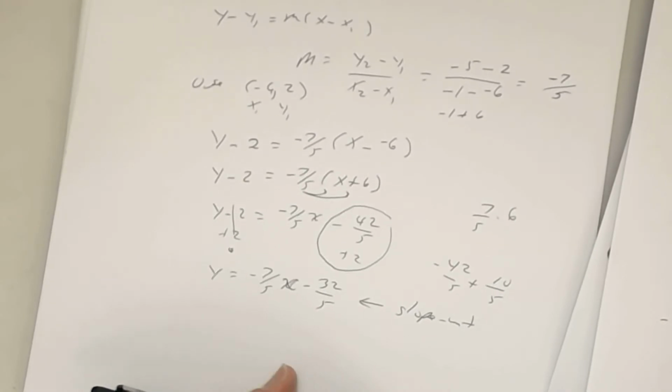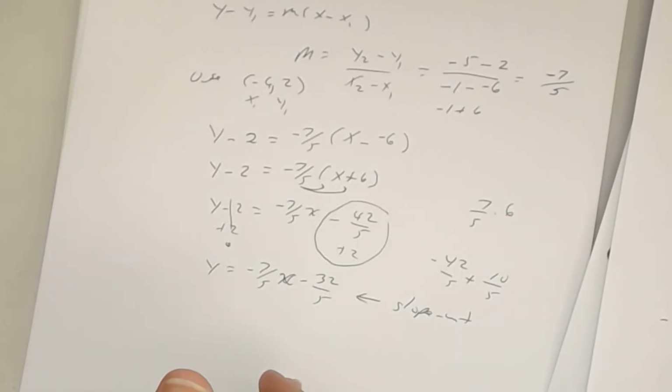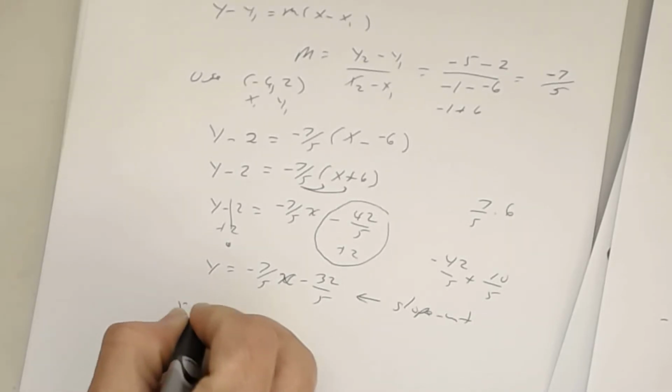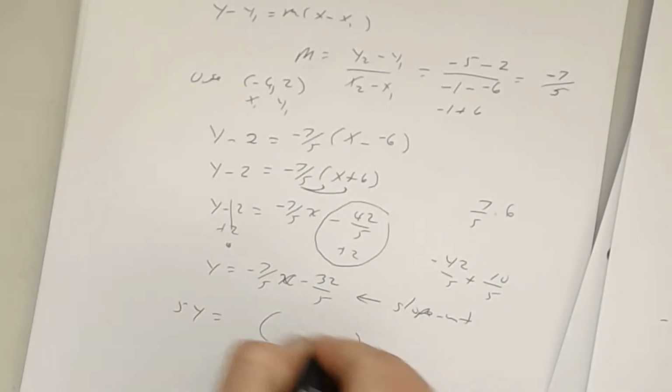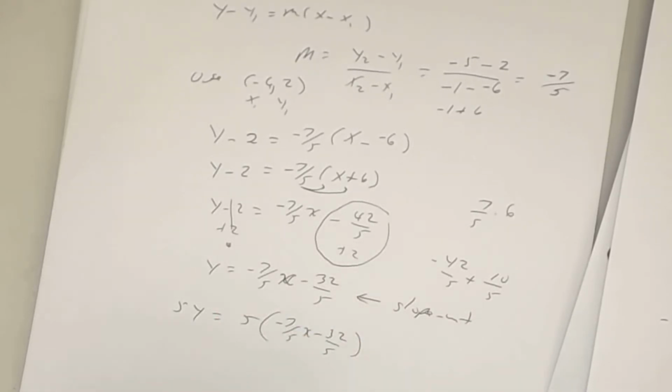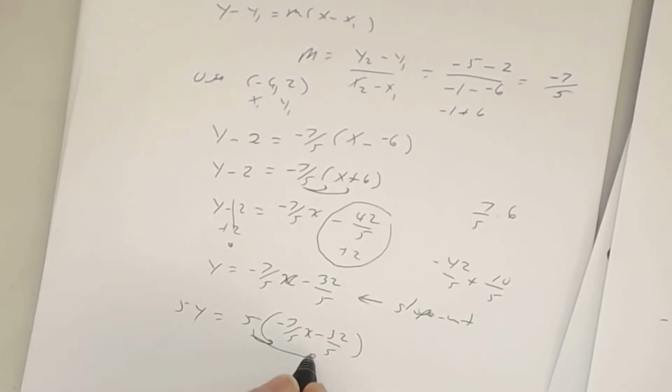Okay, now let's put it in standard form. So first of all, let's clear the fractions. We're going to multiply both sides by what? 5. So 5y equals, and this side by 5 as well. Okay, now distribute this 5, and remember the whole point of multiplying by 5 is to get rid of these denominators, make them 1s. So I got 5y equals, what's 5 times the negative 7/5 x? Negative 7x. What's 5 times the negative 32/5? Negative 32.